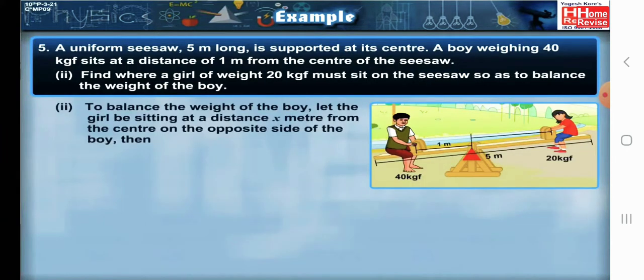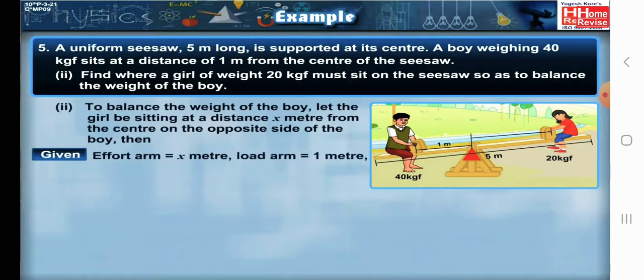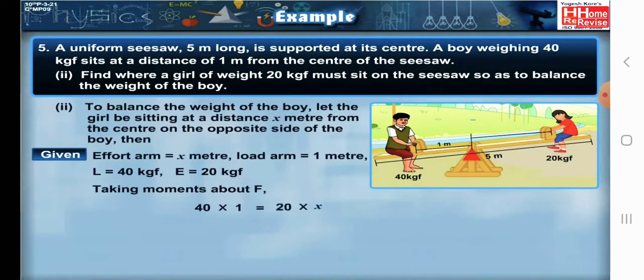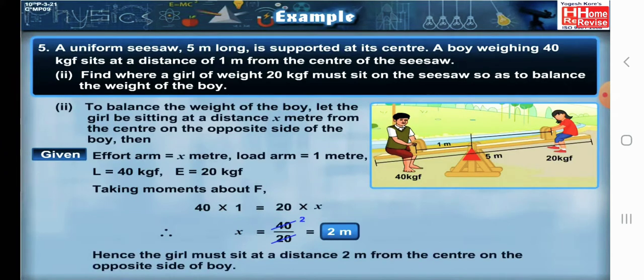Second, to balance the weight of the boy, let the girl be sitting at a distance x meter from the center on the opposite side of the boy. Then, effort arm is equal to x meter, load arm is equal to 1 meter, L is equal to 40 kgf, E is equal to 20 kgf. Taking moments about F, 40 into 1 is equal to 20 into x. Therefore, x is equal to 40 upon 20, which equals 2 meters. Hence, the girl must sit at a distance 2 meters from the center on the opposite side of the boy.